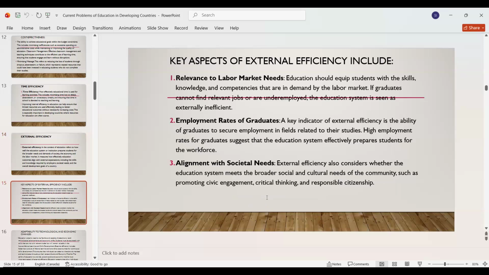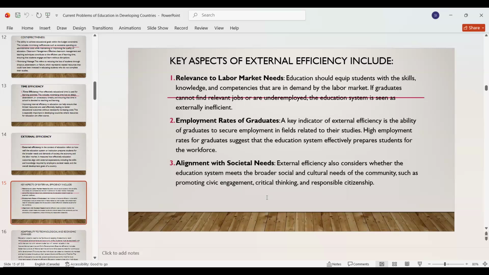So key aspects of internal efficiency include, right? In these three or four lessons we compare the education system. Here we are comparing the school system, how efficiently schools are working. Why are we categorizing schools? So key aspects of internal efficiency include relevance to labor market needs.